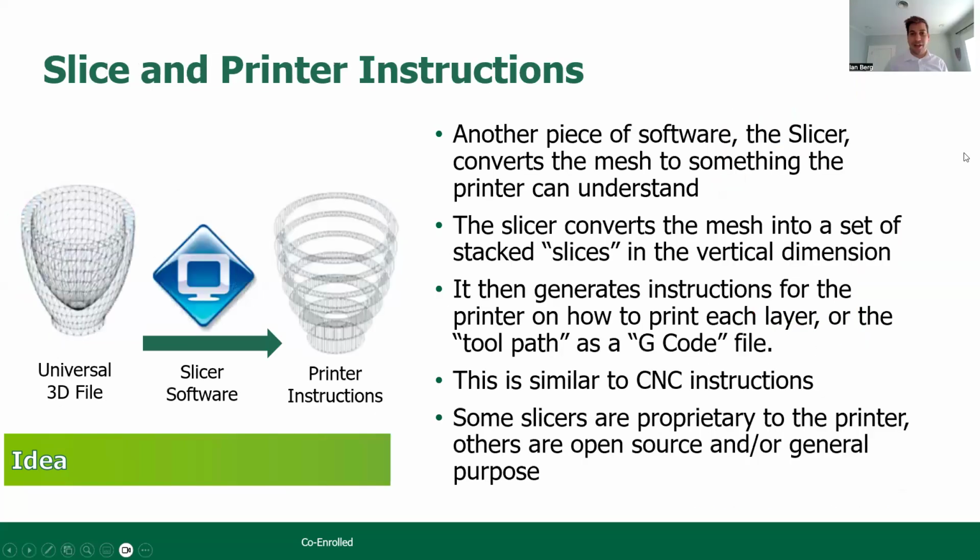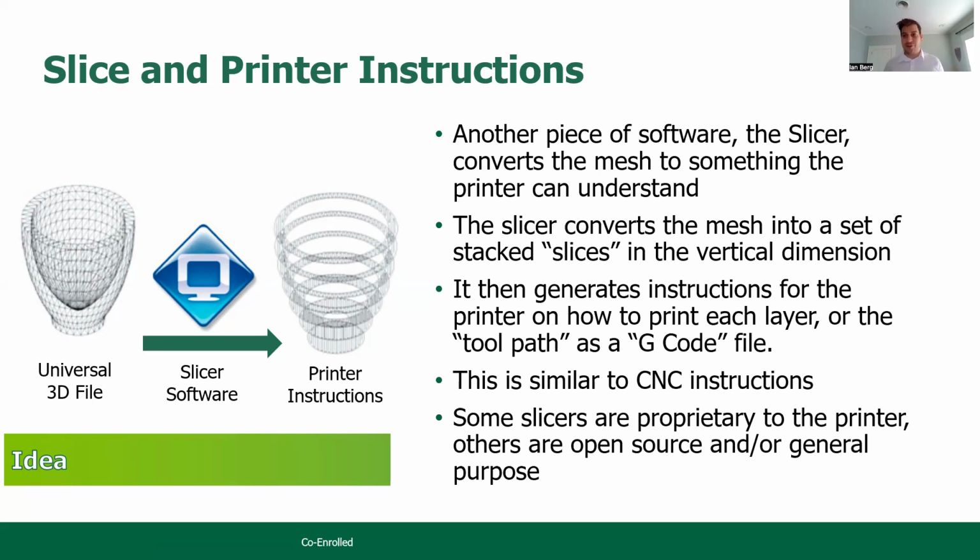So once you have your STL, your mesh file, you're going to need another piece of software, which is the slicer. Again, the slicer converts that mesh file into something that the printer is going to be able to understand. The first step is it takes the 3D version and creates a bunch of different slices in that Z dimension. And then once it's created the sliced version of the model, it generates the literal instructions for the printer. This is called the toolpath, or the G-code.